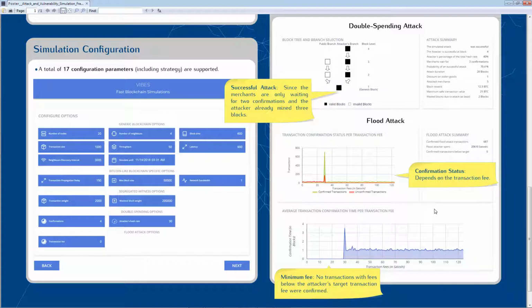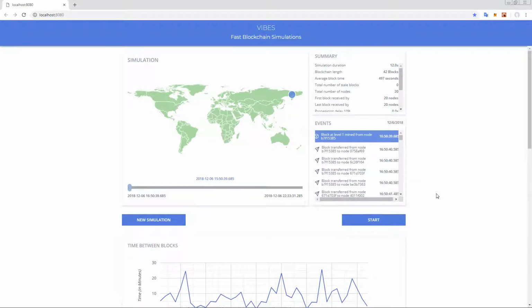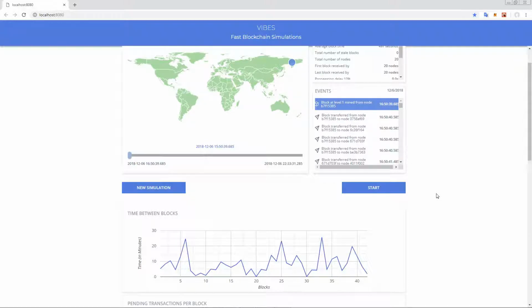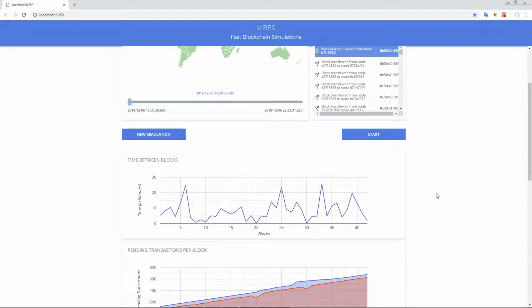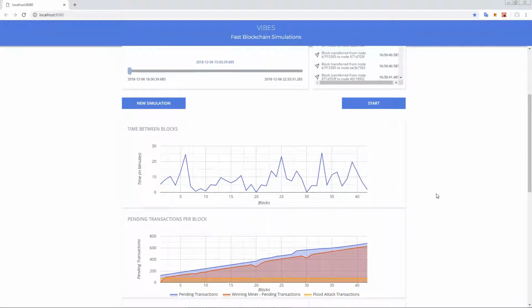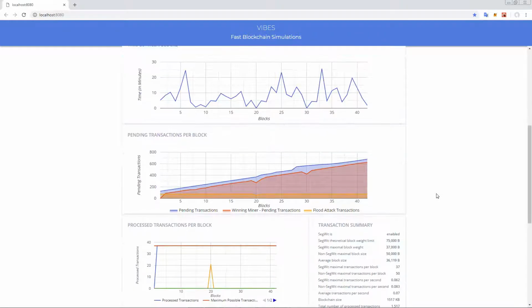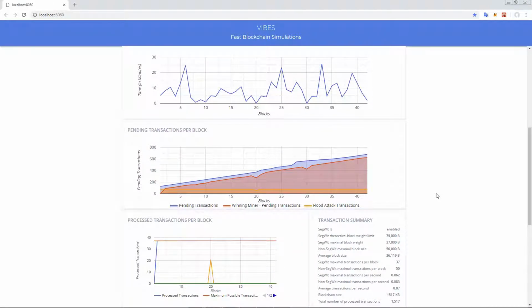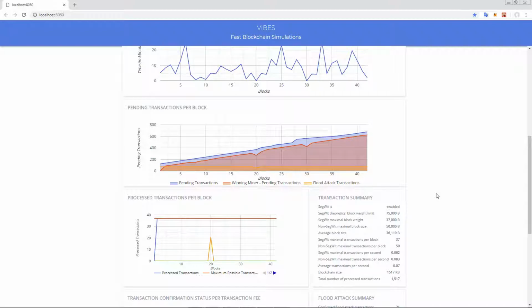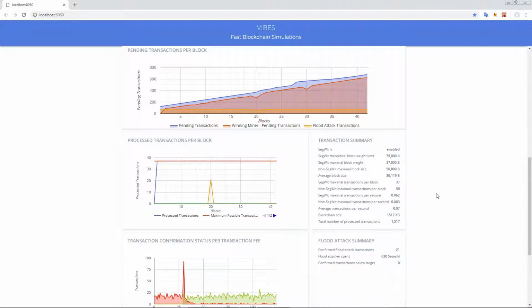In the end, we want to show you the full result page of our front end. Here you can see even more information than we can show on the poster. For example, here is geographical information or the time between blocks, information about transactions, about SegWit and non-SegWit.